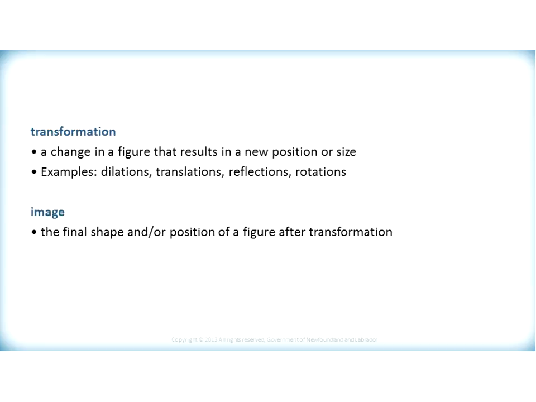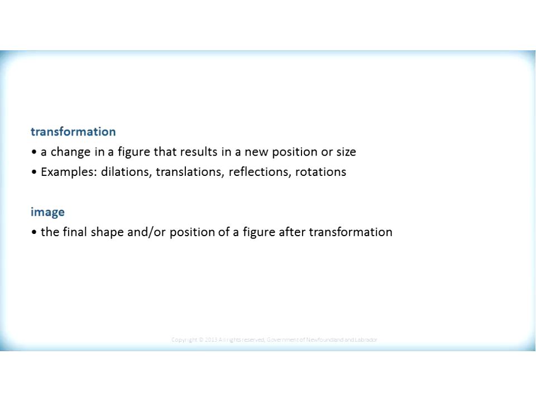So to start, what exactly is a transformation? Well, a transformation is a change in a figure that results in a new position or size. So moving an object around or making it get bigger or smaller. Some examples, and we're going to cover all of these in this unit, are dilations, translations, reflections, and rotations. There are other types of transformations, but these are the ones that we're going to focus on.